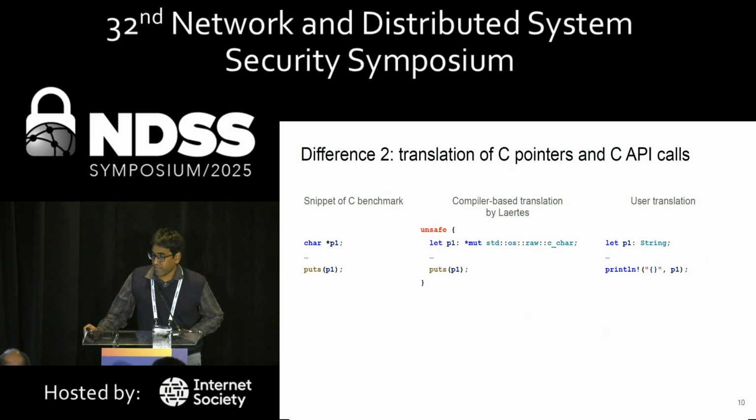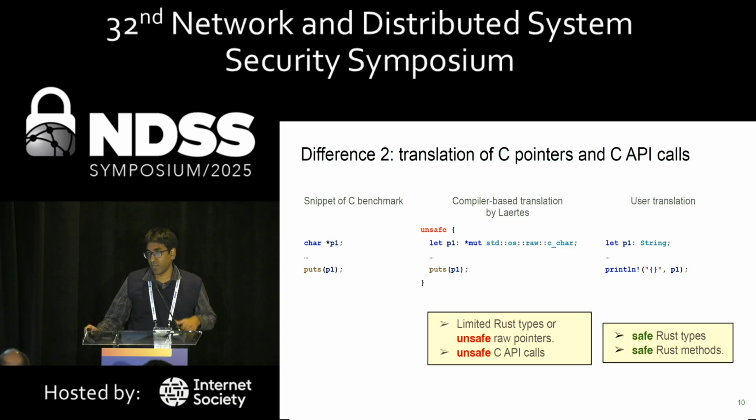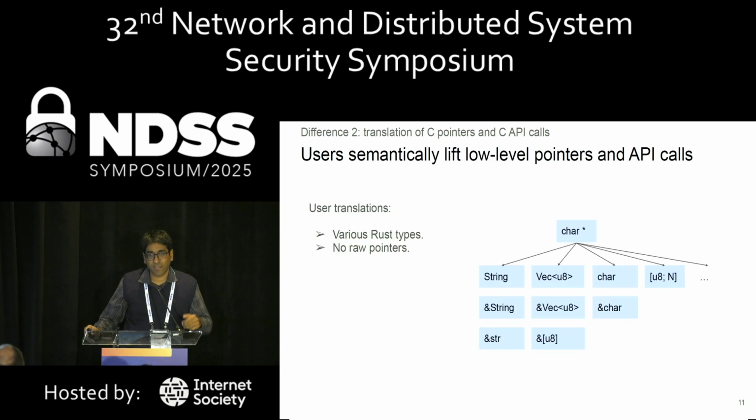Another observation is that compiler-based techniques are full of unsafe raw pointers, and they don't convert much of the unsafe C APIs. They leave them as is. Whereas users often do the opposite. They end up picking safe Rust types and safe Rust methods to implement these. In particular, users are semantically lifting these low-level pointers. For example, a char star in C would be elevated to at least 10 different Rust types, depending on the context. This is something we observed in the code submitted by the users.